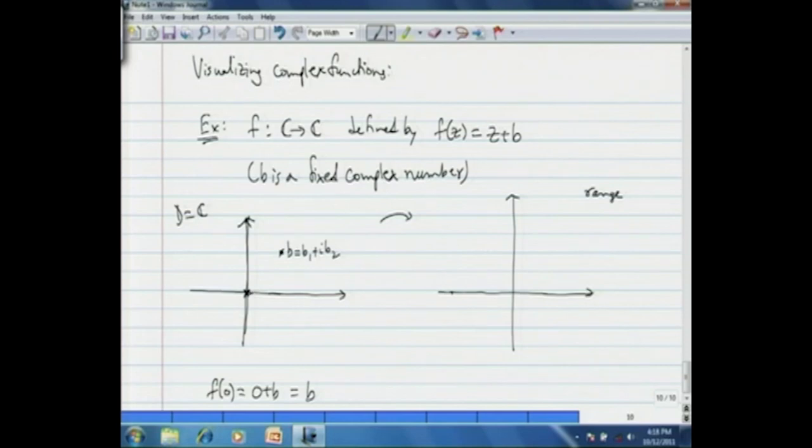So, we know that this distance right here is b 1, and the vertical distance of b from the x axis, or the real axis, is b 2. The image of the origin now is going to be that exact point b, like we calculated here. So, this cross mark here in the domain goes to this cross mark here in the range.